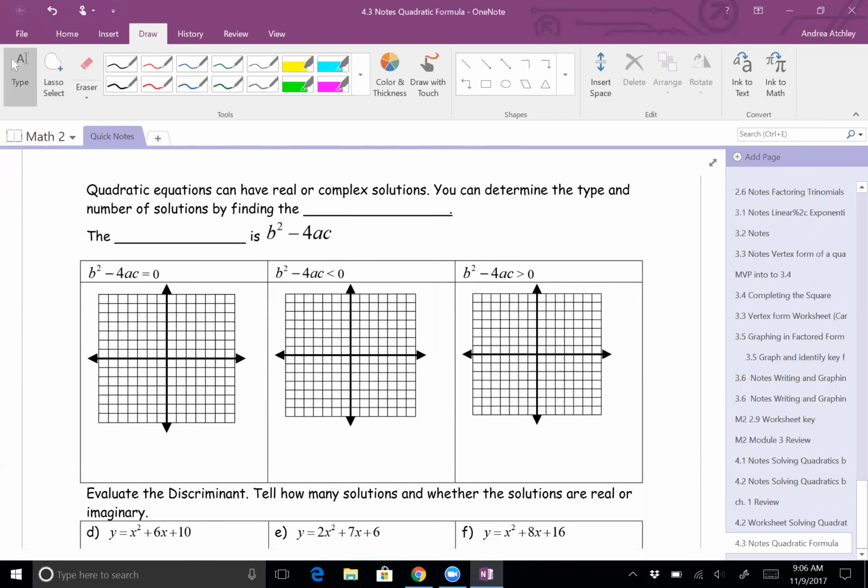Quadratic equations can have real or complex solutions. You can determine the type and number of solutions by finding the discriminant. The discriminant is the b squared minus 4ac. Just the numbers in front.